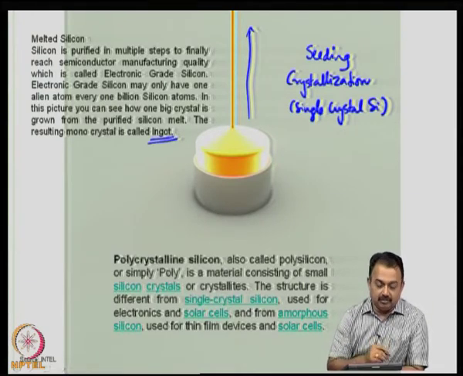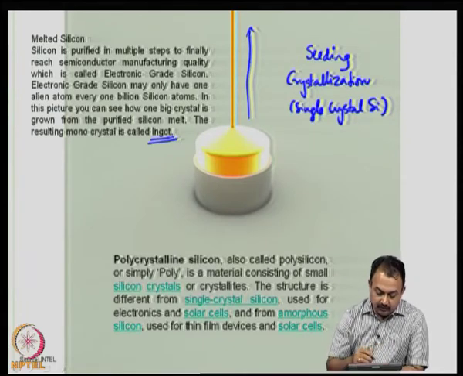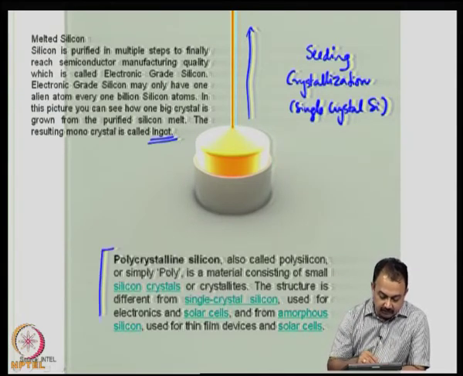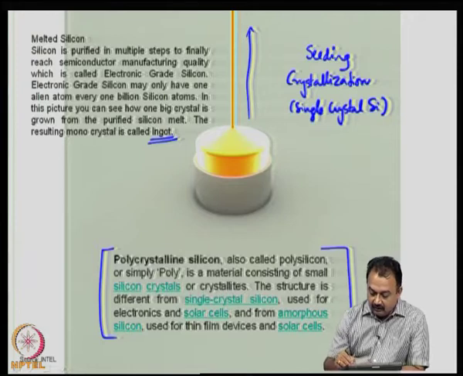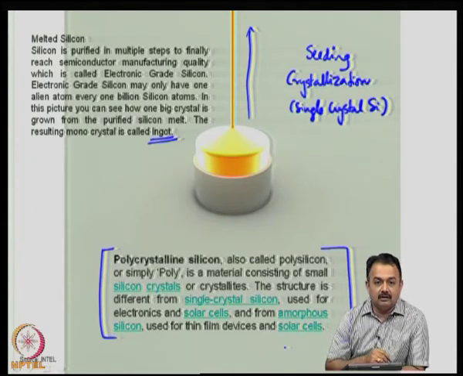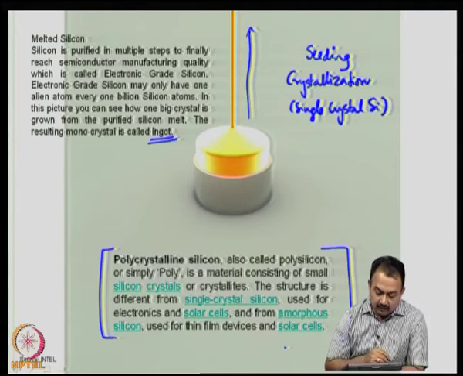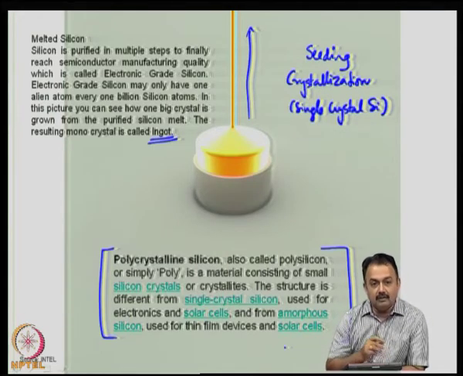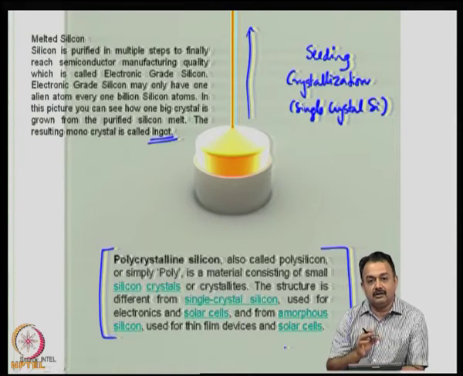This is the first step. Now, I want you to understand some other terms that might be used in the silicon manufacturing or design scenario as well. You will also come across a term called polycrystalline silicon, also called polysilicon or simply poly, that is a material consisting of small single crystals or crystallites of silicon. The structure of this is different from that of a single crystal silicon that you are seeing there in the picture above.